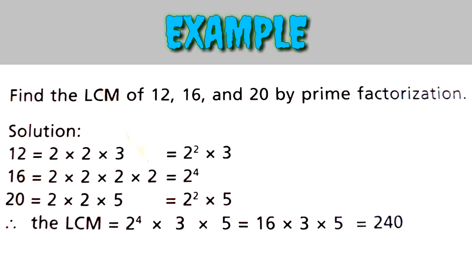Find the LCM of 12, 16 and 20 by prime factorization. You are observing the factors of 12, 16 and 20. So the highest power of 2 is 4 multiplied by 3 multiplied by 5 because 3 and 5 are singles and the highest power of 3 and 5 is 1. That's why the LCM is 240.